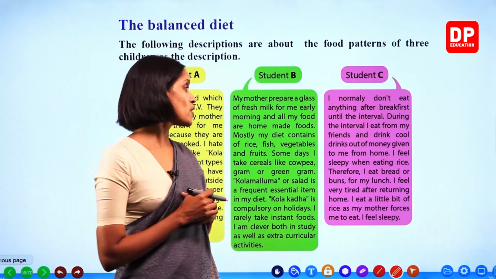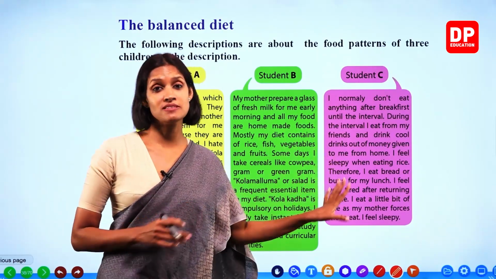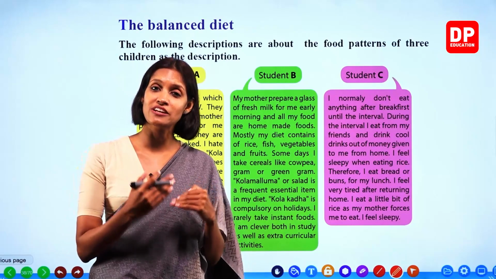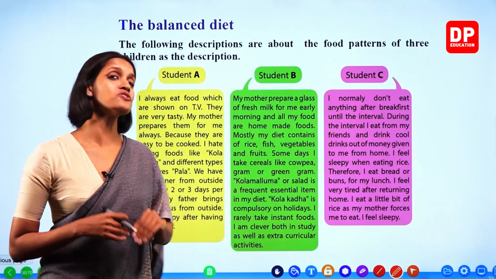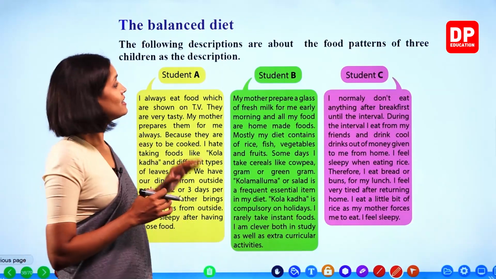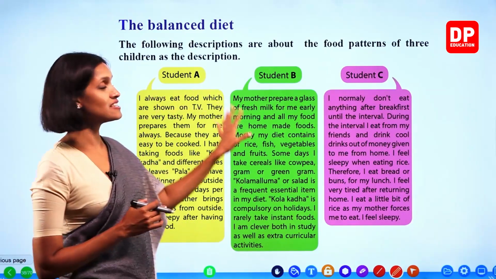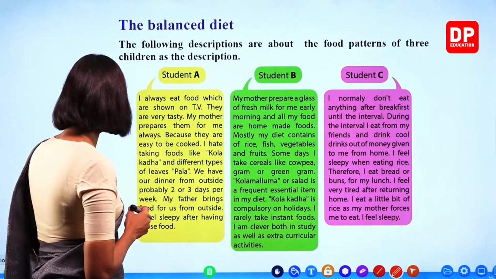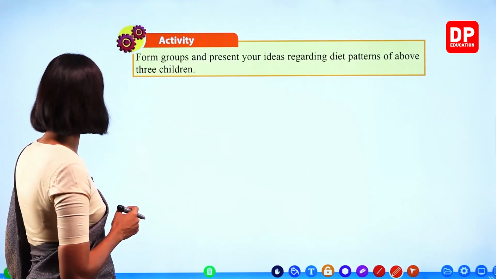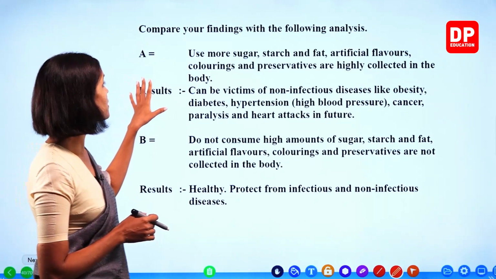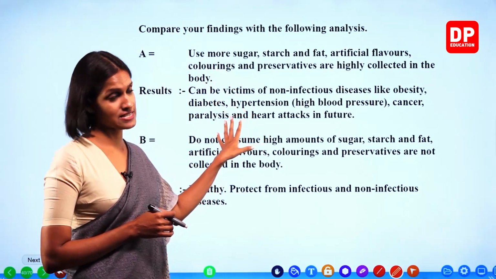Right, children? So I hope when you go through these things, now we know the importance of different nutrients. So when you go through these three descriptions, you all also can understand the nutritional status of these three children. Okay, right. So you can do this as a group activity. Let's go see now. So compare your findings with the following analysis.